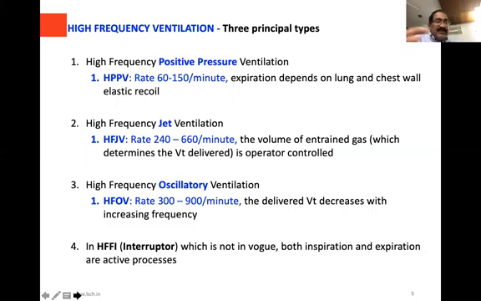Yes. So these are the usual rates. If you see the three principal types, one you have the interrupter, which is not in vogue right now. But the other things are, you have HF positive pressure ventilation at rates of 60 to 150 per minute. You have high frequency jet ventilation, rates of 240 to 660 per minute, and the volume of entering gas is an operator-controlled thing. And the next thing is your high frequency oscillator ventilation, which is between rates of 300 to 900 per minute. So these are the three usual things.